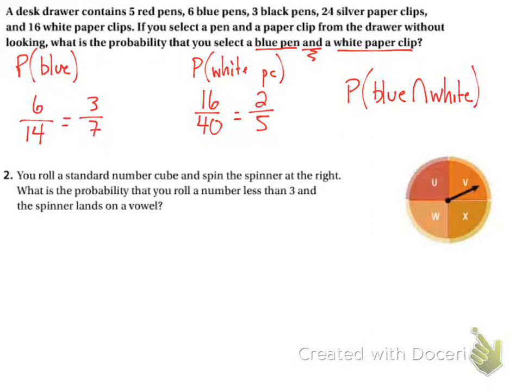And so to find the probability of a blue pen and a white paper clip, what I can do is, again, just multiply those two probabilities by each other. So I can go 3/7 times 2/5. Remember when you're multiplying fractions, multiply the tops, multiply the bottoms, and so I get 6/35. If I wanted to write it as a percentage, I could do that, and it would be 17.1%.